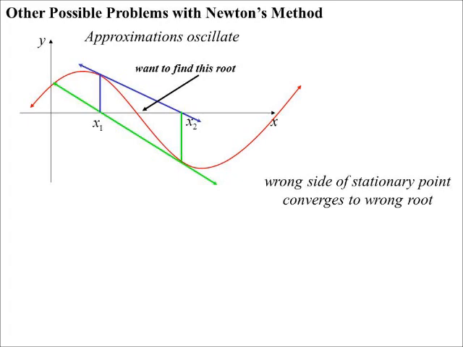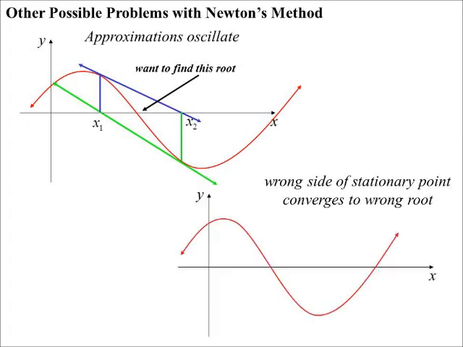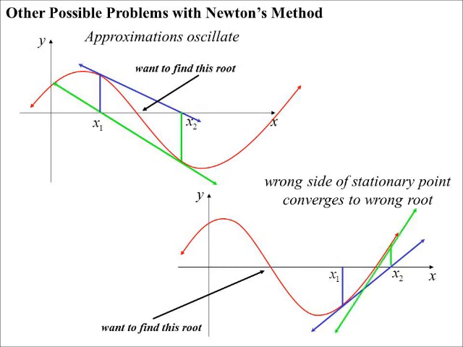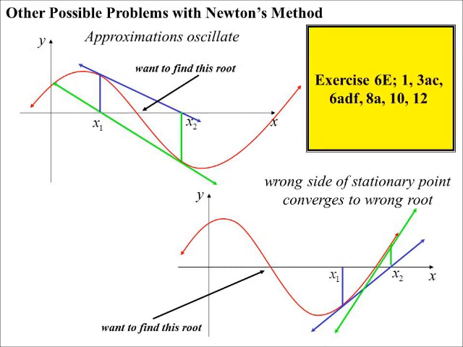Now, if you picked a point that was on the wrong side of, say, the stationary point there, remember, I want to find the one on the left-hand side. So if I wanted to find the one on the left-hand side, and I picked a point where the tangent's on the other side of the stationary point, it's going to approximate the wrong solution. Because it'll get me a solution, but not the one I'm looking for. So that could be a problem as well. So there we go. Couple of questions playing with approximations.